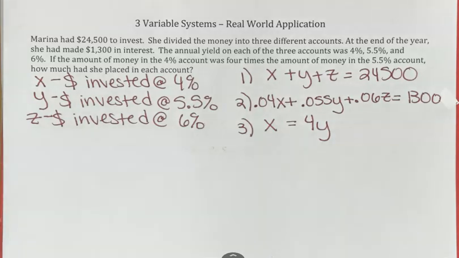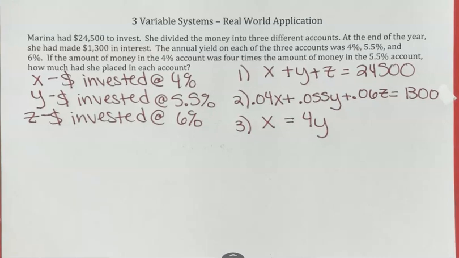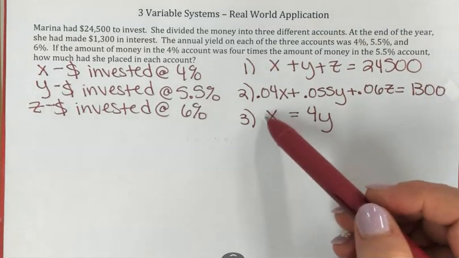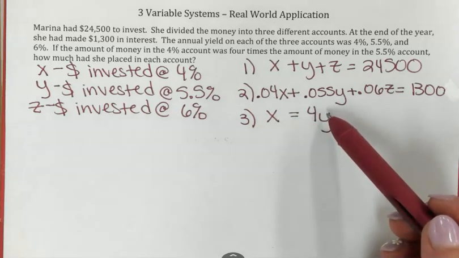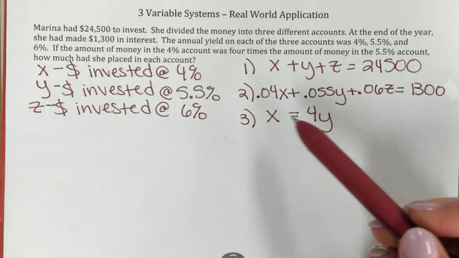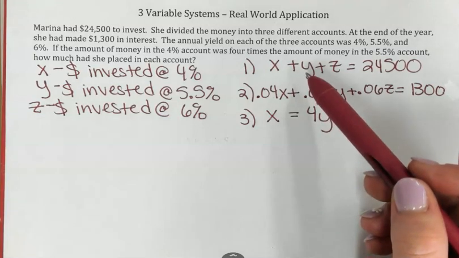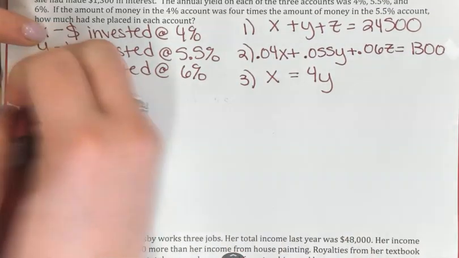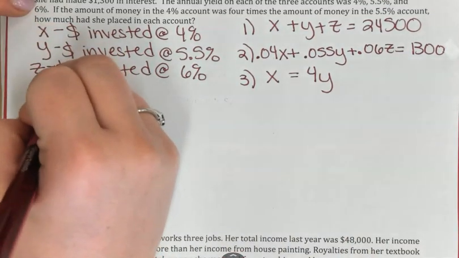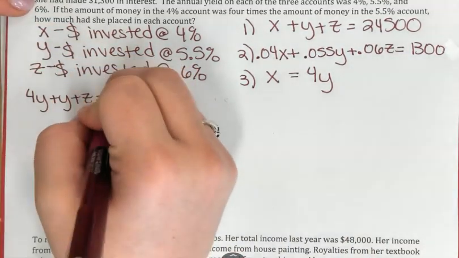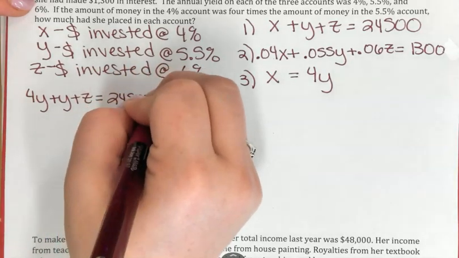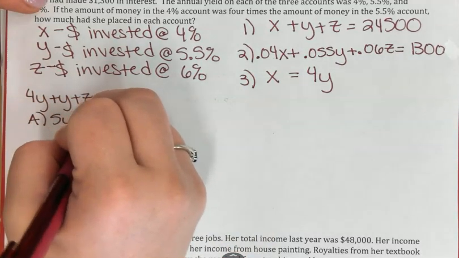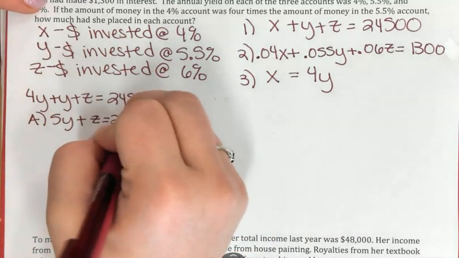Now, you know how to solve a three variable system at this point. You have learned substitution and elimination. I'm going to suggest substitution because you already have one of your variables solved for another. So I am going to substitute X equals 4Y into equation 1 and into equation 2. So starting with equation 1, that's going to be 4Y plus Y plus Z equals 24,500. So equation A will be 5Y plus Z equals 24,500.